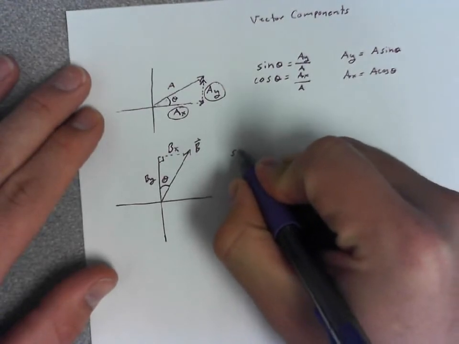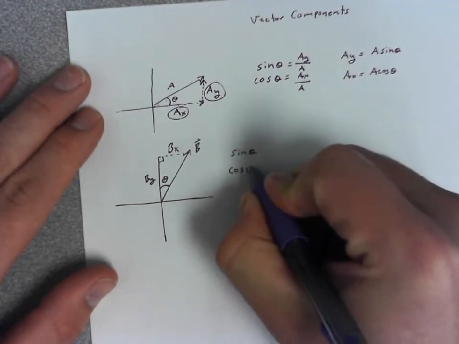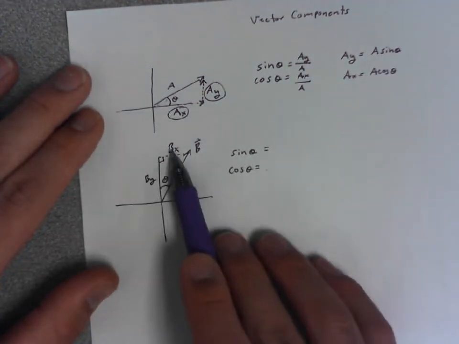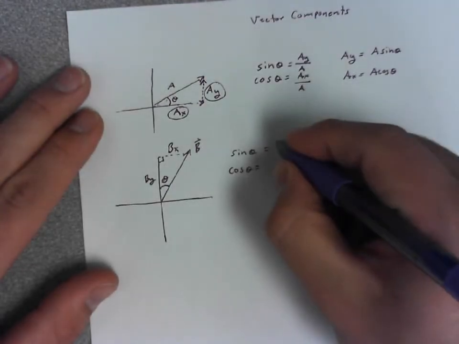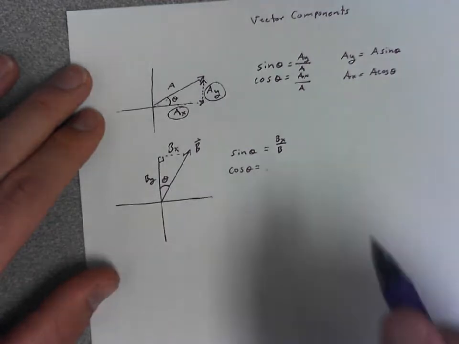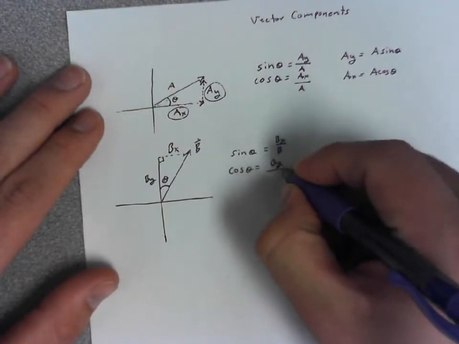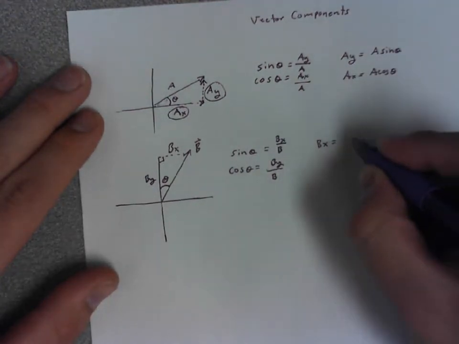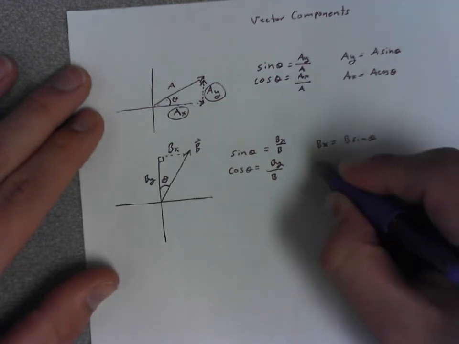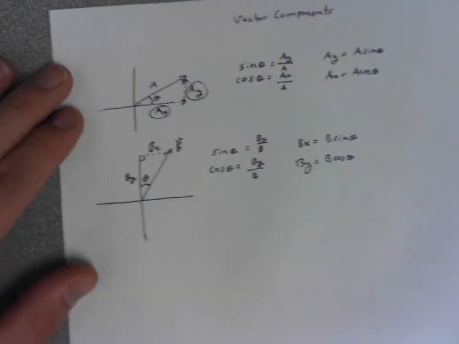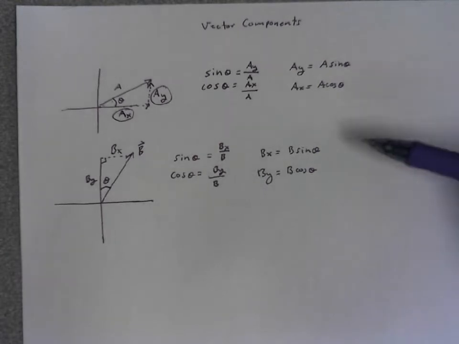Once again, you go here, go sine of theta, cosine of theta, and then you just let this speak for itself. Sine of theta states opposite over hypotenuse. So in this case it's going to be BX over B. And here I'm going to get adjacent over hypotenuse, so that's BY over hypotenuse. So in this case I got BX is equal to B sine theta, and BY is equal to B cosine theta. Okay, and that's where that comes from.